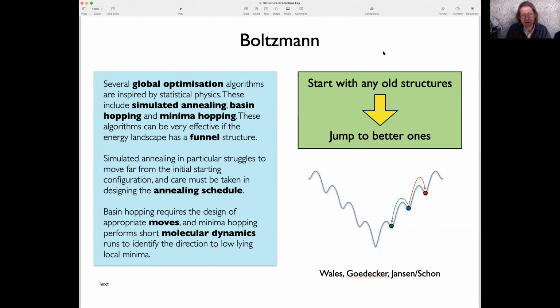Other related algorithms are known as basin hopping or minima hopping, and these are very effective algorithms if you happen to be in what's known as a funnel structure in your energy landscape. So on the right-hand side here is an example of a funnel energy landscape. If you imagine you're starting at the blue point here, all of these algorithms work the same way: simulated annealing, basin hopping, or minima hopping.